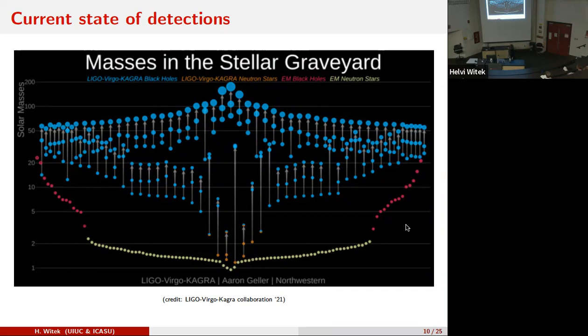And then here in blue, we have the black hole, or black hole neutron star, or neutron star detections with the LIGO detectors. We have by now about 90 such events. So we can really start doing what we would call precision gravitational wave astronomy, and we are going to have a sufficiently large number of measurements. Yeah, good. So with that said, where do we actually go in the future?